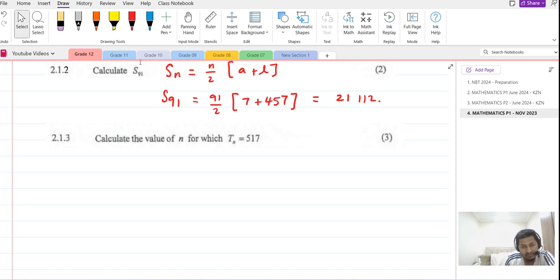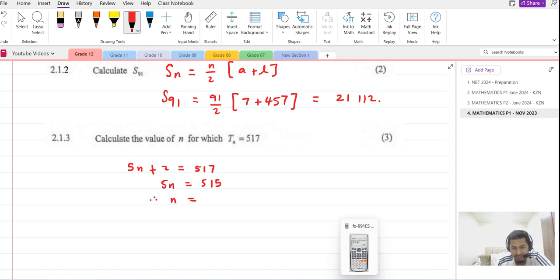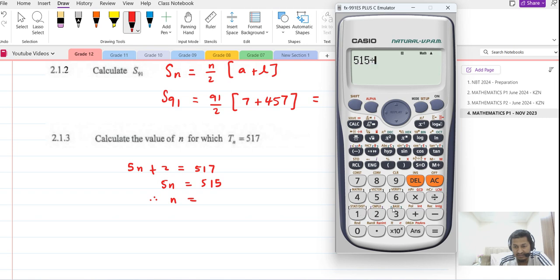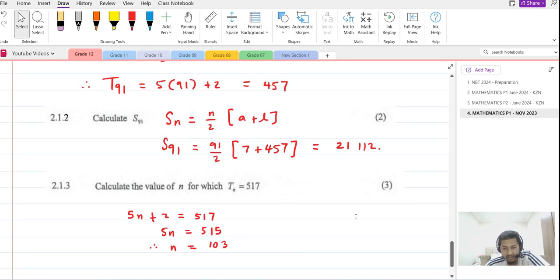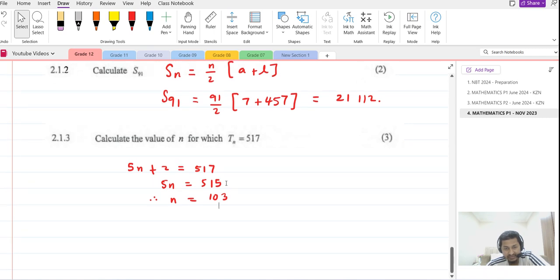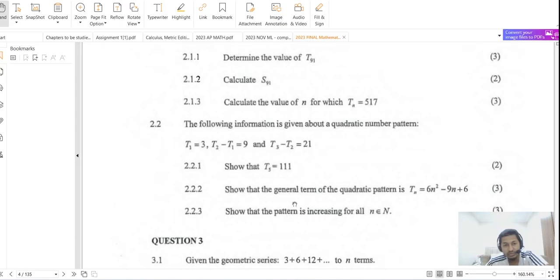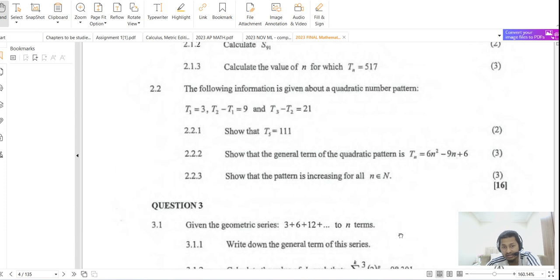So the Tn formula: 5n plus 2 is equal to 517. So 5n is equal to 517 minus 2, which is 515. Dividing both sides by 5, 515 divided by 5, you should get 103. I hope you guys understand. Right, so it's the 103rd term which is 517. They just said we must find the value of n, right? So that's done. Moving on to the next question.